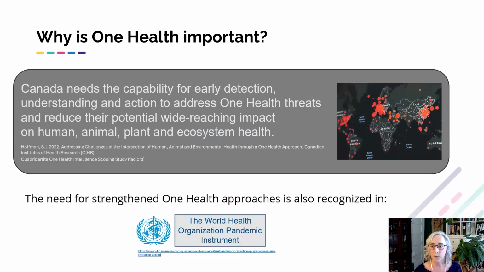So why is One Health important? A few recent resources, including a CIHR paper, highlighted that we really need the capability for early detection. So that's sort of where the surveillance and monitoring comes in. Understanding, which is where the risk assessment piece comes in, as well as action to address One Health threats to reduce their potential wide-reaching impact on human, animal, plant, and ecosystem health.